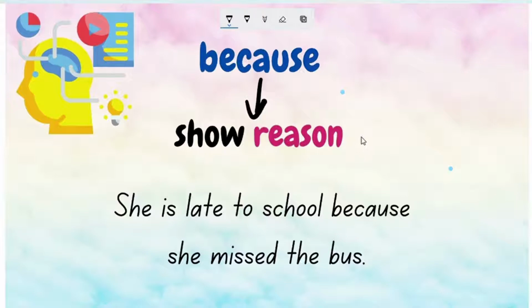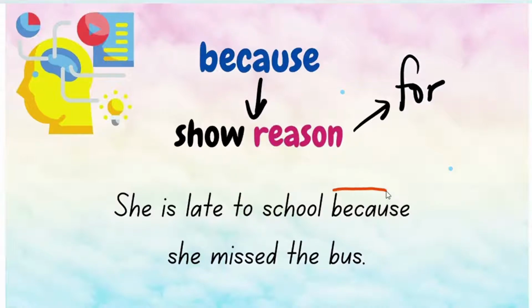5 seconds. Okay, the answer is for. Okay, perkataan for ini ada dalam fanboys. Maksud dia ataupun kegunaan dia sama, show to show reason. Alright, let's look at the sample sentence here. Tengok contoh ayat. She is late to school because she missed the bus. She is late to school because she missed the bus.